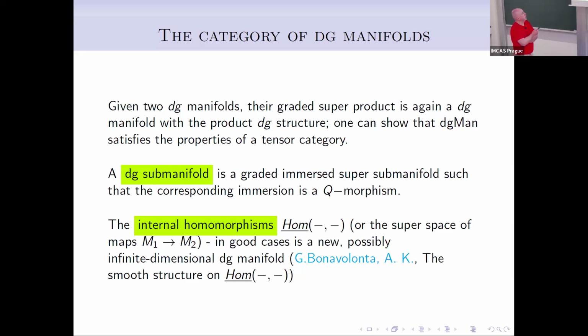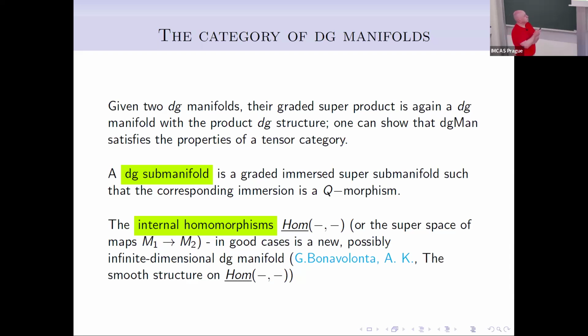DG manifolds also form a tensor category, so we can take a product of two DG manifolds as again a DG manifold. And the DG submanifold is a graded immersed super submanifold such that the corresponding immersion is a Q morphism. So it means if you restrict the Q field to this submanifold, it will become tangent to it.